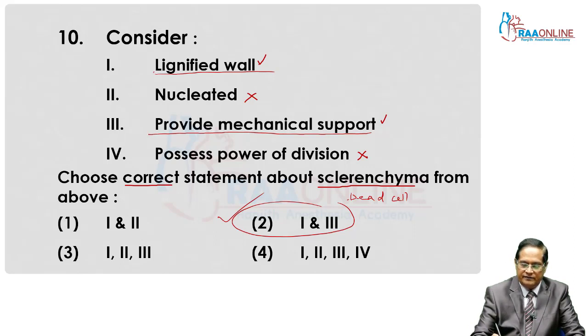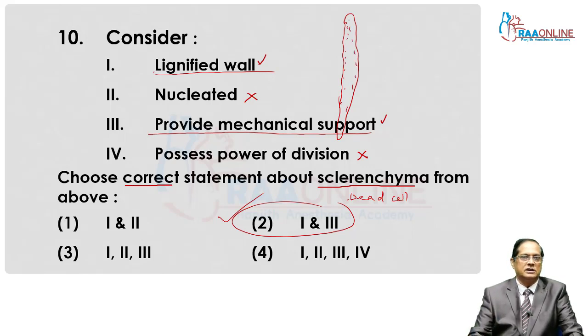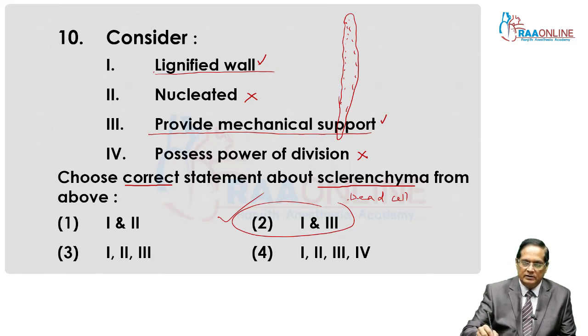Sclerenchyma, if they are elongated with tapering ends and lignin is present in their wall, are called fibers. Sclerenchymatous tissue is further divided into fibers, which are elongated with thick lignified wall, and then sclerids. Sclerids are of various shapes. See this one: oval or ovoid and highly lignified, the lumen is very small. Then they are called brachysclerids or stone cells.